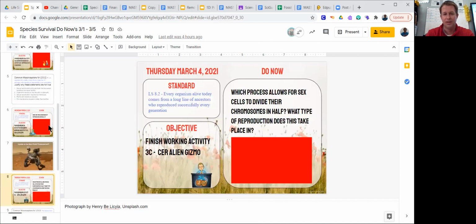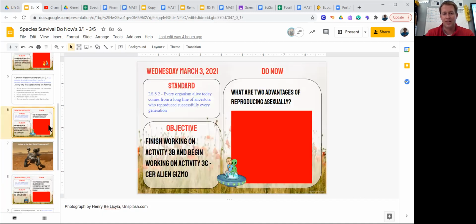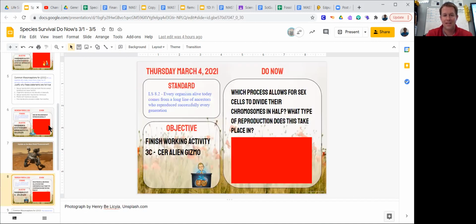Update on Mars rover for Thursday. Then on Wednesday, you are starting the worksheet on 3B. And then on Thursday, you are going to be doing the claims, evidence, and reasoning for the alien gizmo.